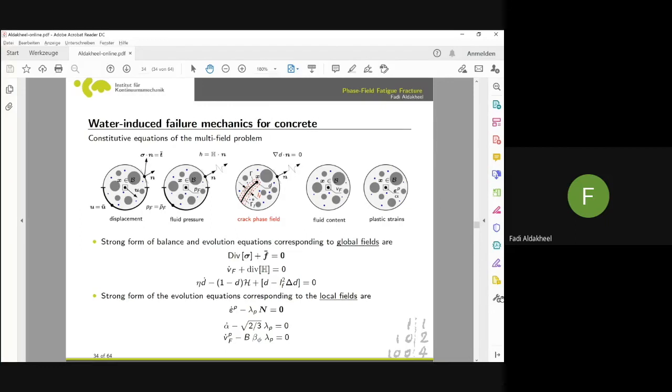Before, I showed you this equation and that equation, only the phase field equation and momentum. Now we have fluid, we have porous media. I have some water inside the porous media, right? The water comes into the pores of the structure, and we want to describe that. You can think about theory of porous media as one solution. You have a new degree of freedom: you have the displacement and the phase field, and now pressure, for example, as a new field.